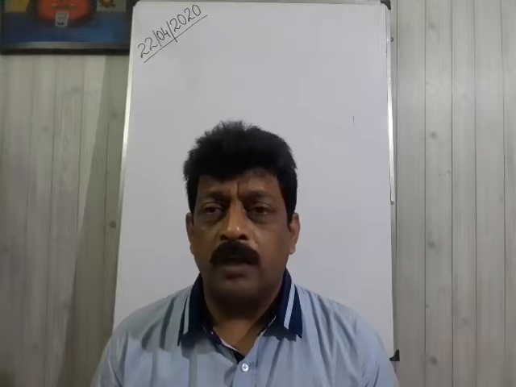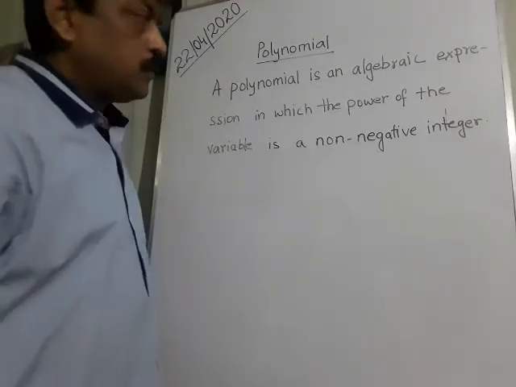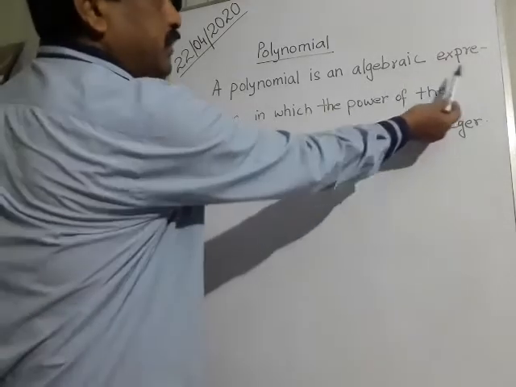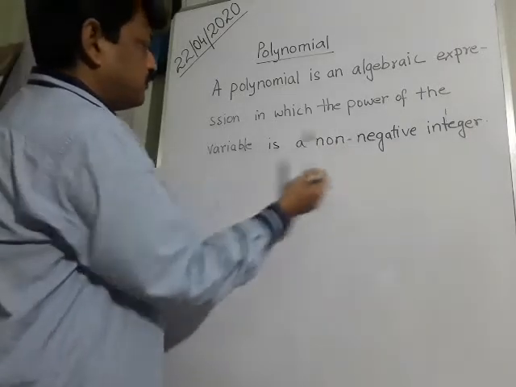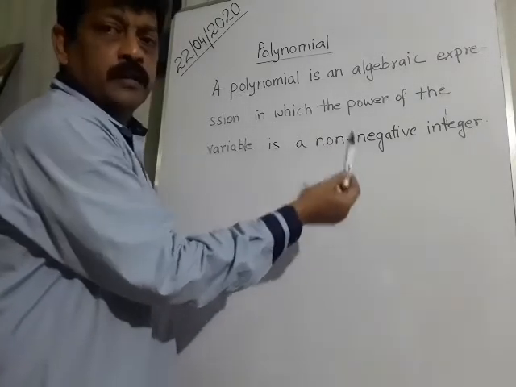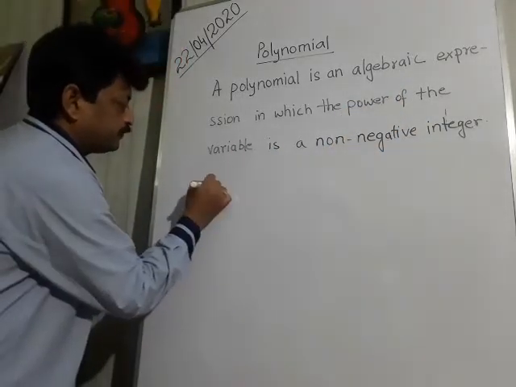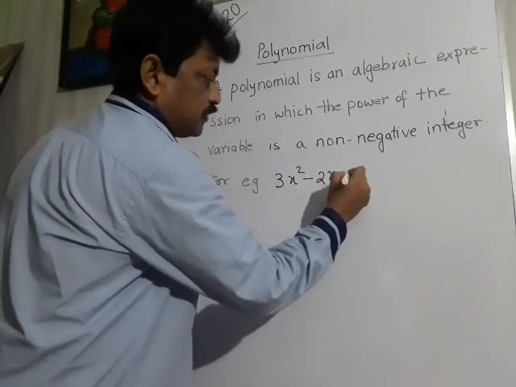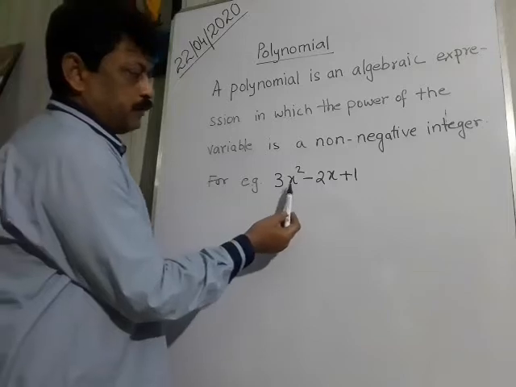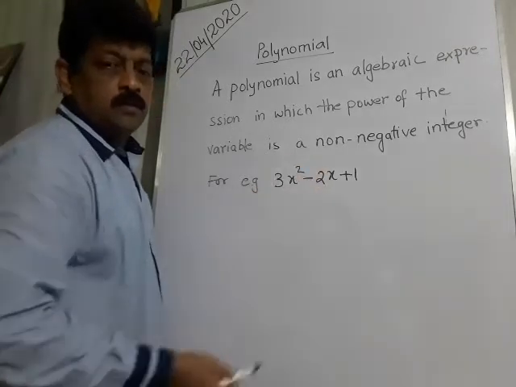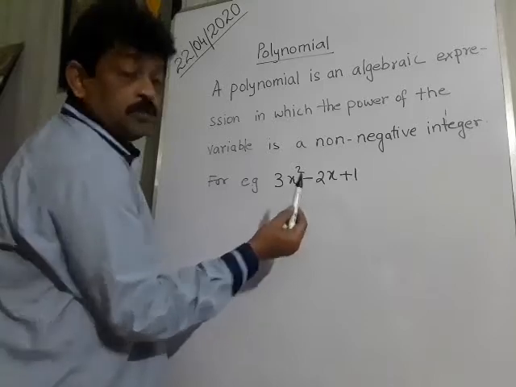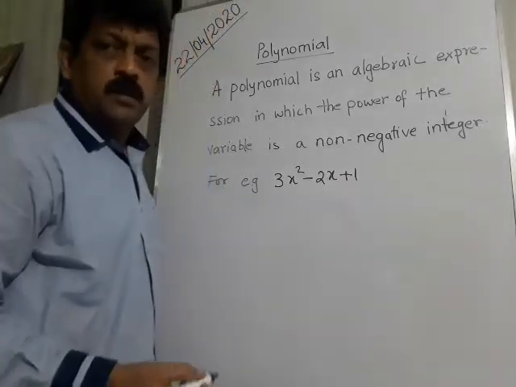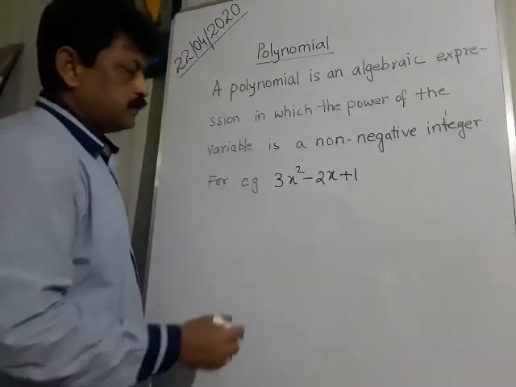Let me show you with the help of an example. So here is the definition of polynomial. A polynomial is an algebraic expression in which the power of the variable is a non-negative integer. For example, 3x square minus 2x plus 1. Here the power of the variable x is a non-negative integer. Like here the power of x is 2, here the power of x is 1, here the power of x is 0. So these are all non-negative integers.